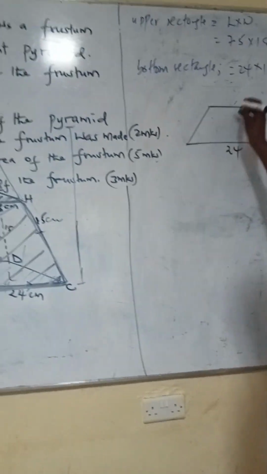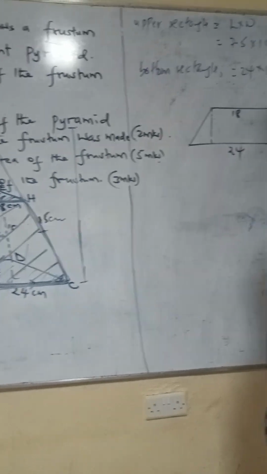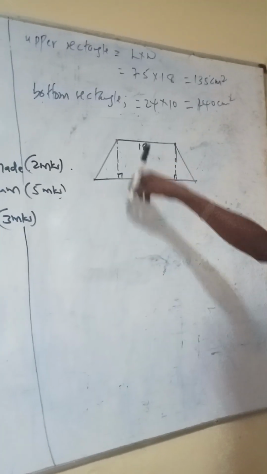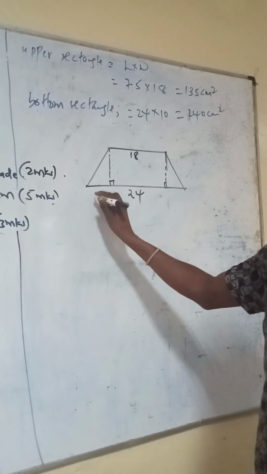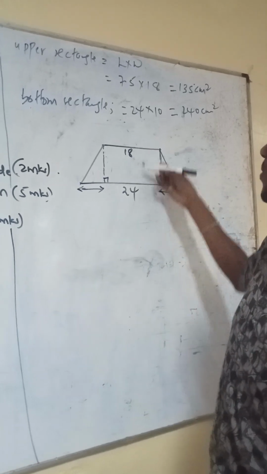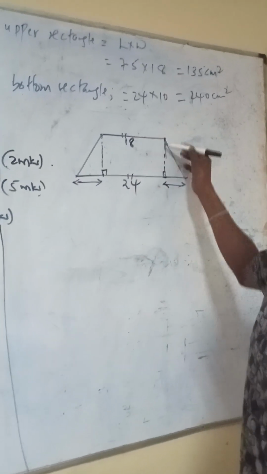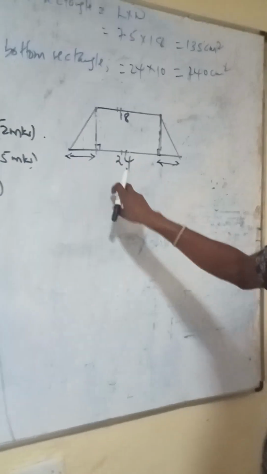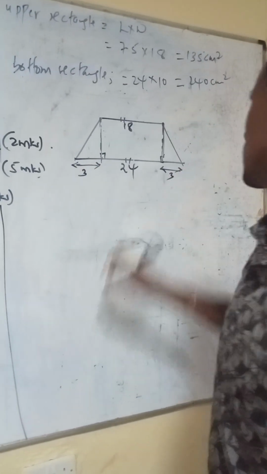So this is 24 and this is 18, meaning that if you drop a perpendicular line there, you'll find that 24 minus 18, because this length here will be the same as this from this point to this, because they are in line. So what is remaining is 6, which when you divide by 2, you get here 3, and this is 3.